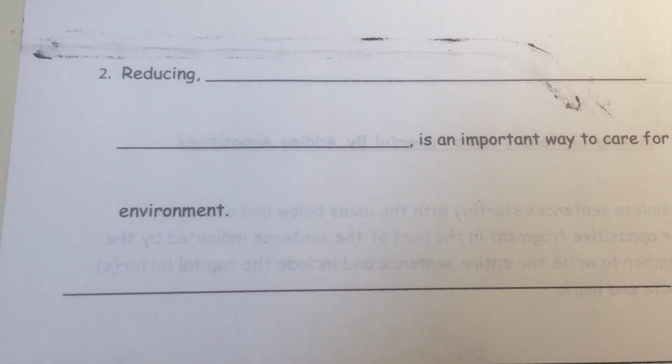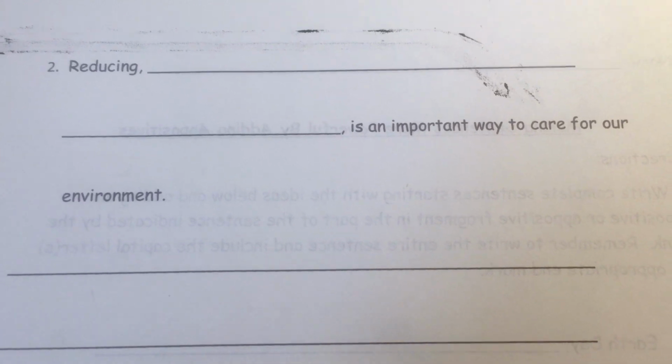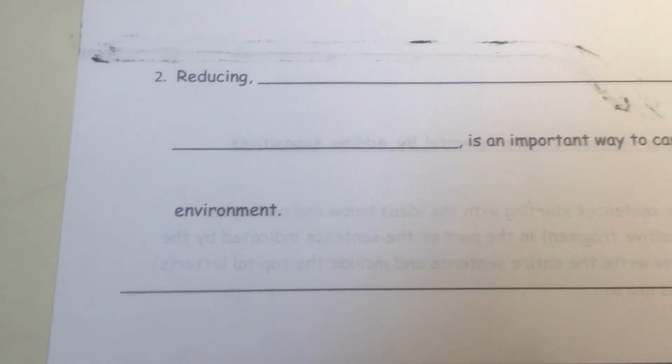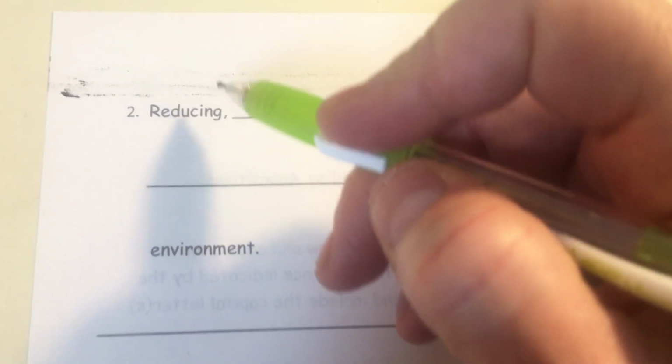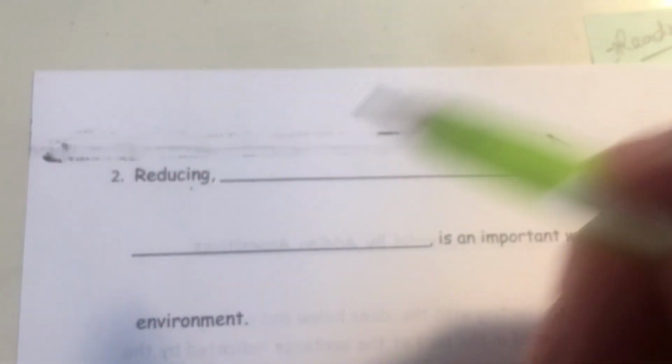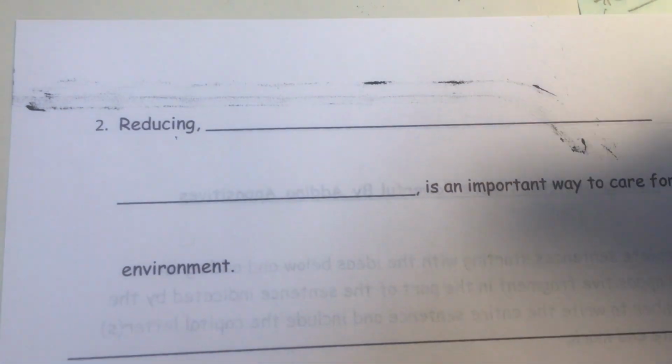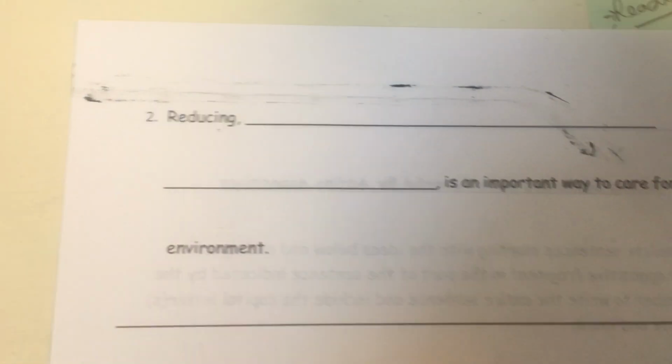Right? Reducing is one of the 3 R's. Remember, we're going to reduce, reuse, recycle. Reduce, reuse, recycle. So this appositive, the purpose of it, since it comes after the word reducing, is to tell more about reducing. So what can you tell about reducing?